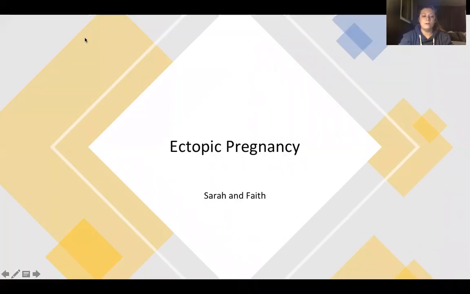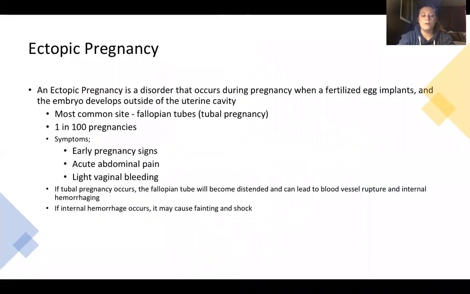So our first pathology is an ectopic pregnancy. An ectopic pregnancy, also known as an extrauterine pregnancy, is a disorder that occurs during pregnancy when a fertilized egg implants outside of the uterine cavity and then begins to develop. The fallopian tubes are where the egg most commonly implants itself, and this is called a tubal pregnancy. An ectopic pregnancy occurs in 1 in 100 pregnancies.